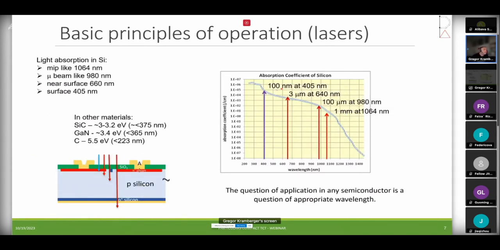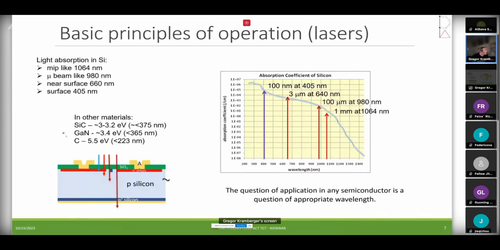Now just have a look at the laser flavors for silicon, for example. If you go to 1600 nanometer, your laser goes 1 millimeter into the device. This is indicated here, and this basically mimics the minimum ionizing particle, so it deposits a roughly homogeneous amount of electron hole pairs along the track. If you reduce the wavelength, it penetrates less and less, and at 405 nanometers, which is currently the smallest wavelength that we have with our lasers, you are at around 100 nanometers.